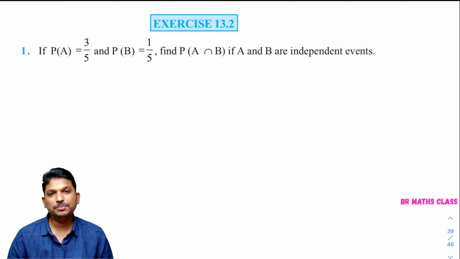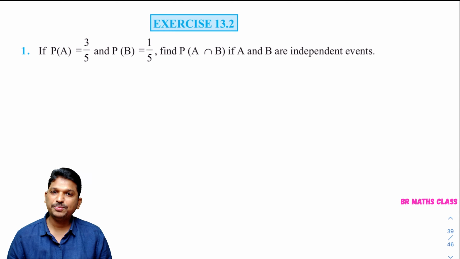Till now, we completed exercise number 13.1 problems. In the first exercise, we learned about conditional probability, what is the meaning of P of E by F, and we did all the exercise problems of 13.1. In the last class, we learned the theory part related to exercise number 13.2.